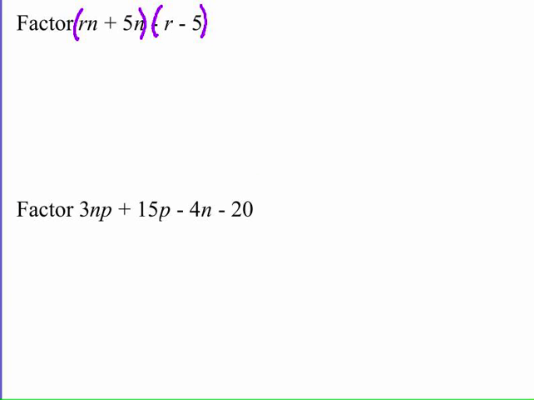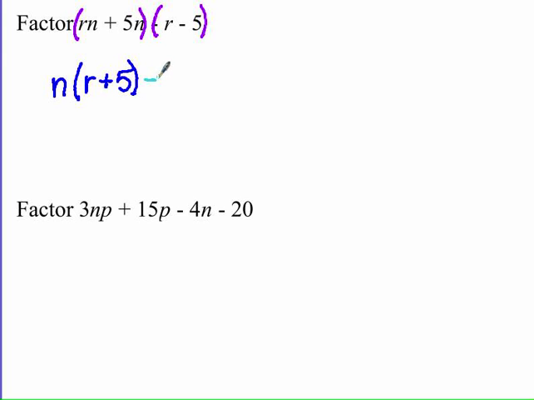Now we're looking at the first pair. The first pair is rn and 5n. Is there anything in common with rn and 5n? An n. So what will that leave me with? r plus 5. Now I'm going to look strictly at the second pair. I have a negative r and a negative 5. What is in common with each of those? A 1. Anything else?